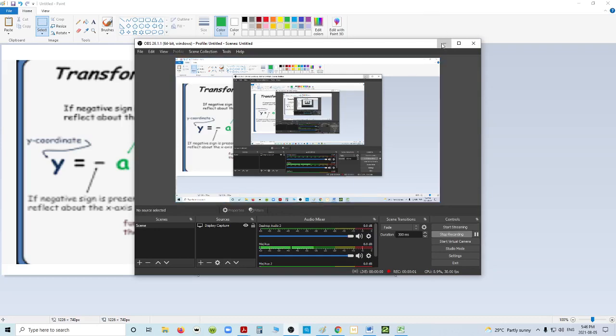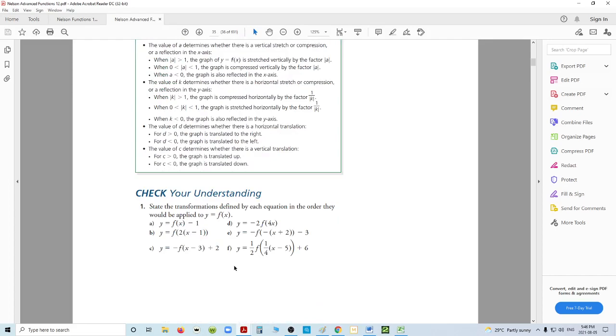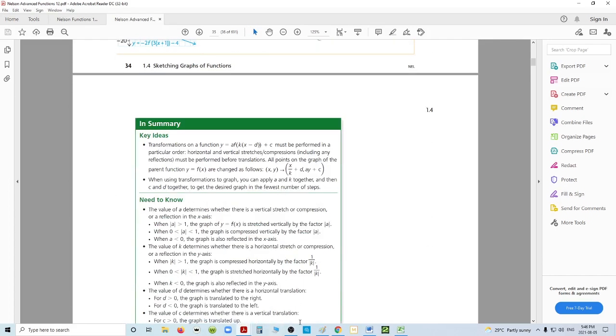Hey, okay, so I'm going to try to be a bit quicker on this one. This is, I believe, section 1.4, and it's all about applying transformations.